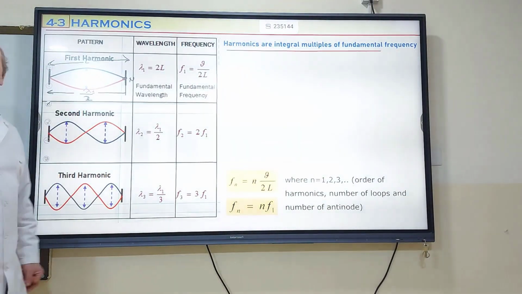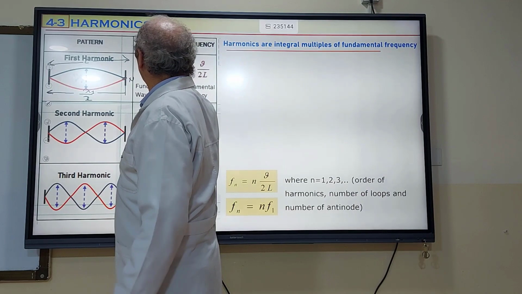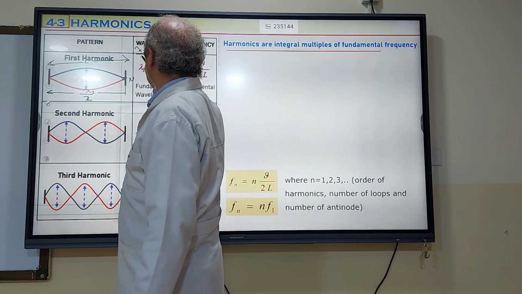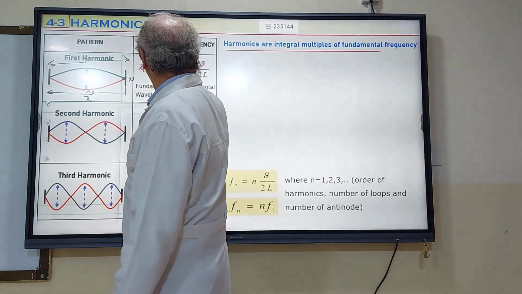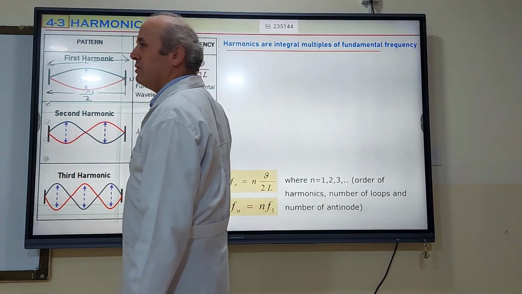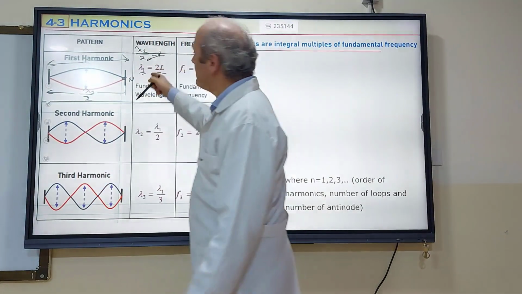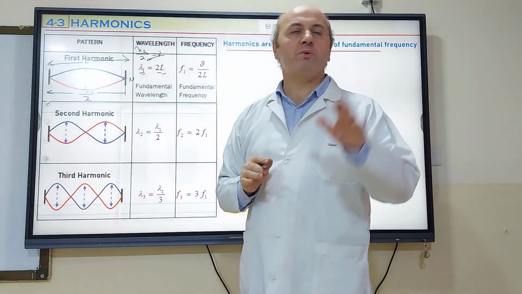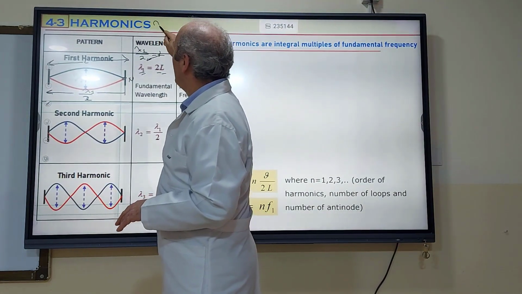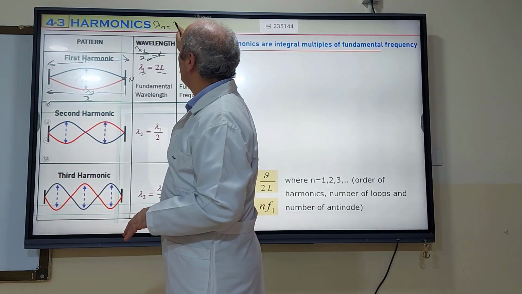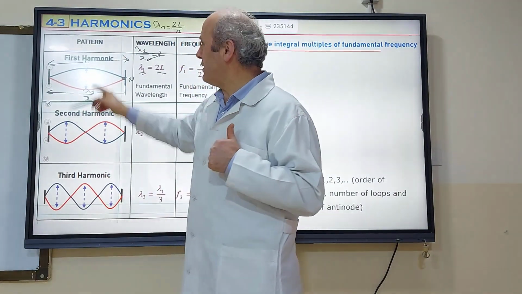Then we will make them equal. How? Lambda 1 over 2 is equal to L, cross product. Lambda 1 is equal to twice the length of the string. Also, you can get this lambda by using the equation which we studied in chapter 2, section 4. What was the equation? Lambda n is equal to 2L over n, do you remember? So n is equal to 1 in here.